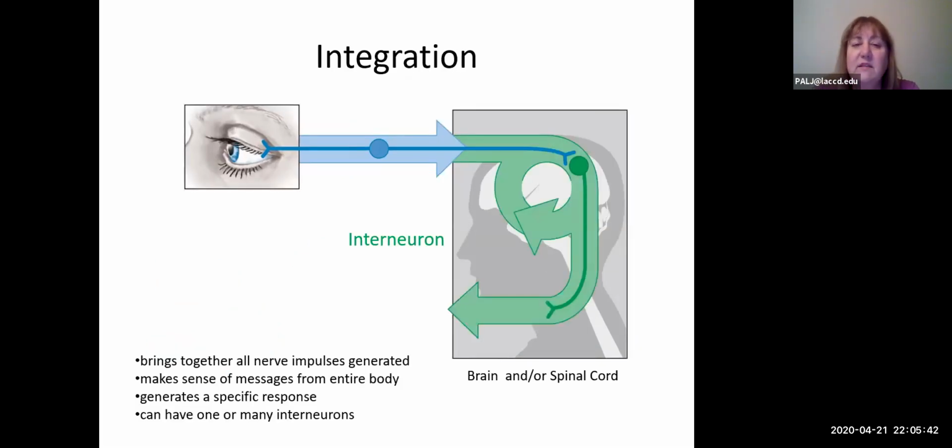After this, we're going to have the process of integration, which involves interneurons. The interneurons can be in the spinal cord only, the brain only, or both the brain and the spinal cord. What this does is it takes all the incoming information to that neuron and decides on one outgoing message. So it has to make sense of a bunch of different messages and generates one specific response. As I said previously, we can have one interneuron or we can have many interneurons. So where are the interneurons located? That's right, the central nervous system. You can see them there located in the brain and the spinal cord.